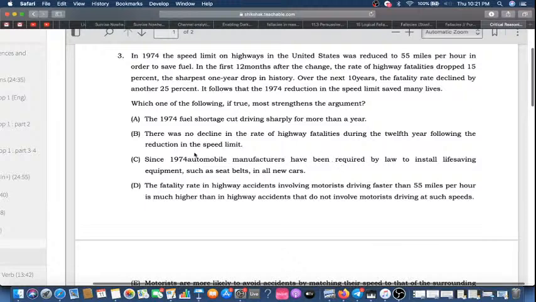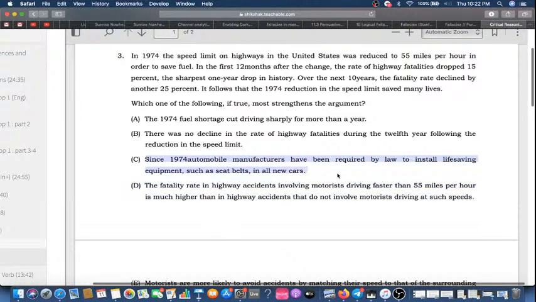Okay, Kamlesh Singh says C, for example. I'm assuming everybody has read the paragraph and is able to make sense of it. So, C says, since 1974, automobile manufacturers have been required by law to install life-saving equipment such as seat belts in all new cars. Remember, our question was to strengthen the argument, to make it better, to give support to it. If C is true, the argument actually becomes weaker, right?